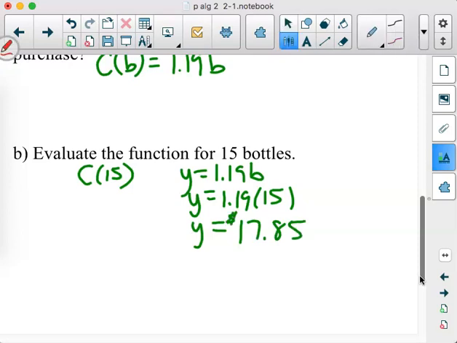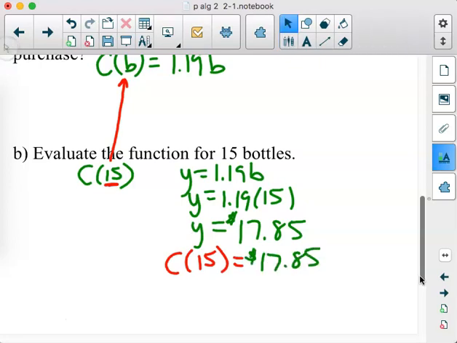So here is another new way to say, I want those bottles to be a 15. Because notice, all I did was replace the B up there with 15. And we could, at the end, bring that back and say, all right, now that we know that we didn't have to do any math over there, the cost of 15 bottles is $17.85.